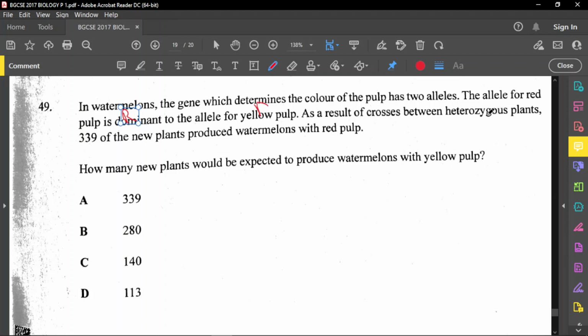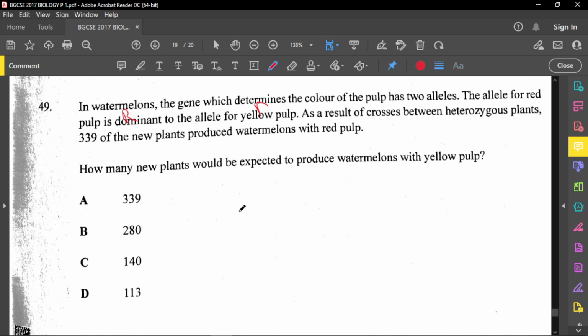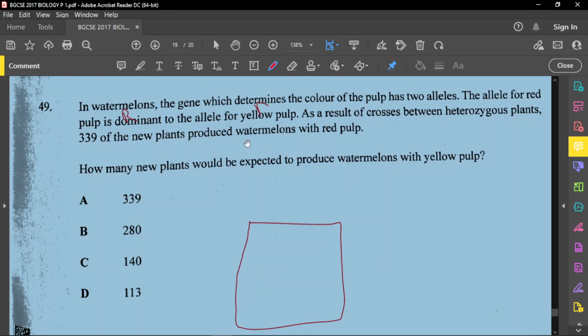If both parents are heterozygous, I know it's a heterozygous plant, which means both parents are heterozygous. And if both parents are heterozygous, what you must know is that the resulting offspring must be a 3-to-1 ratio in phenotype. And that's something you need to know. Both parents are heterozygous. Let me just quickly show you by drawing the Punnett square. All right? By drawing the Punnett square, we're going to realize now.